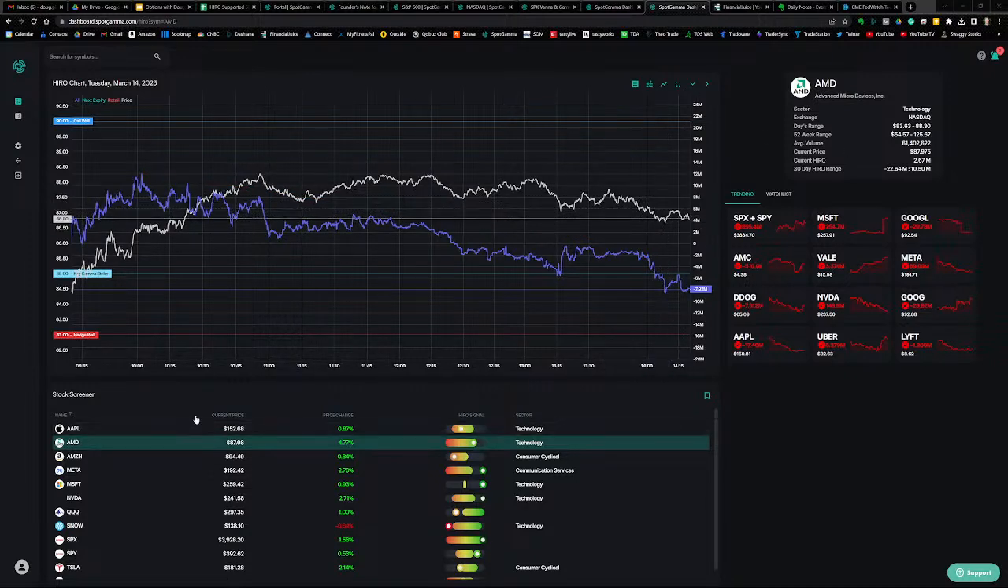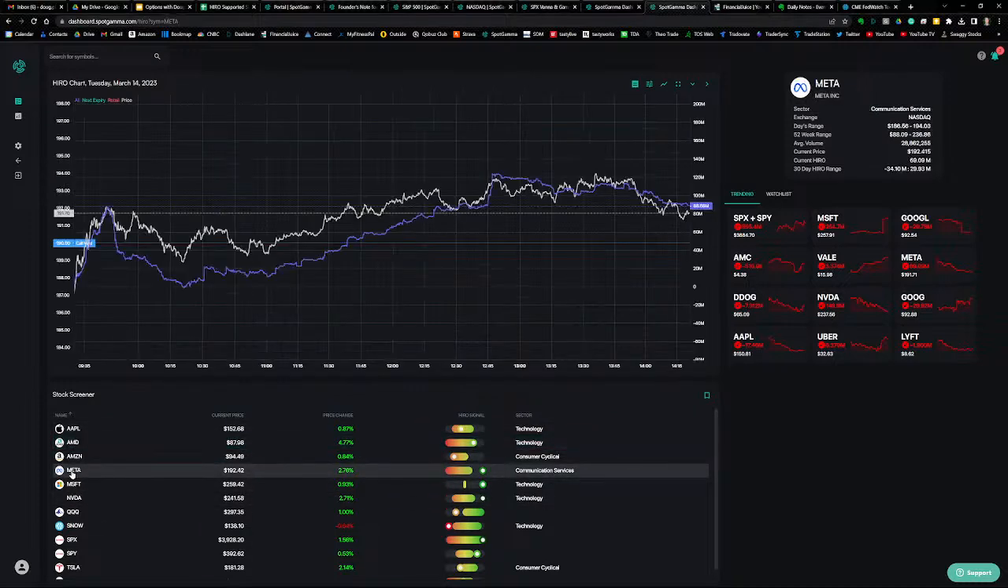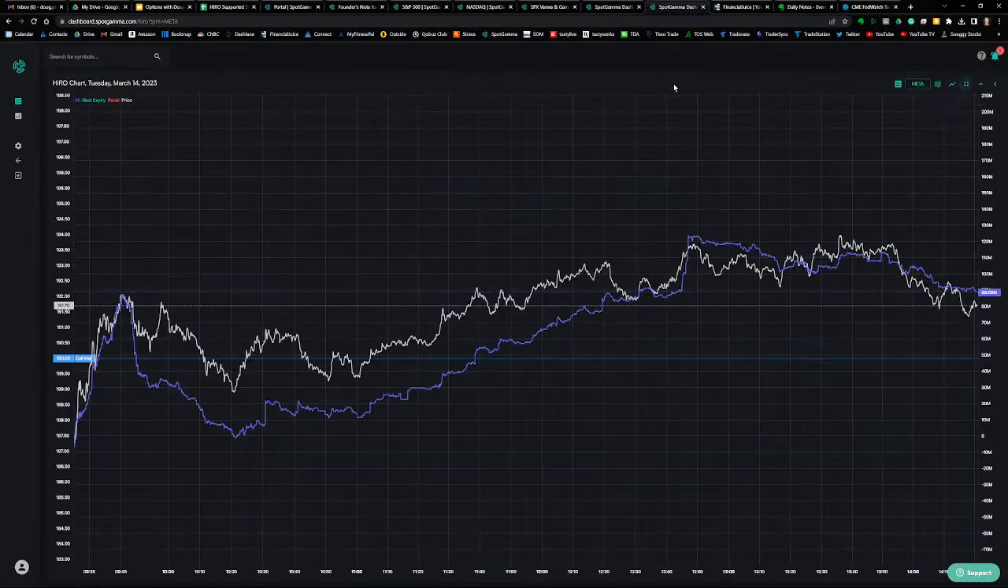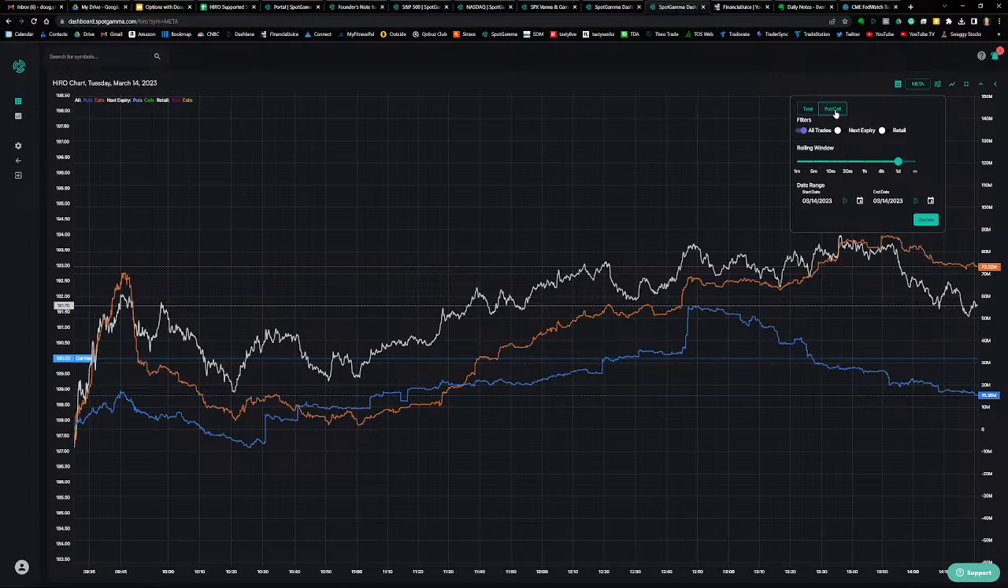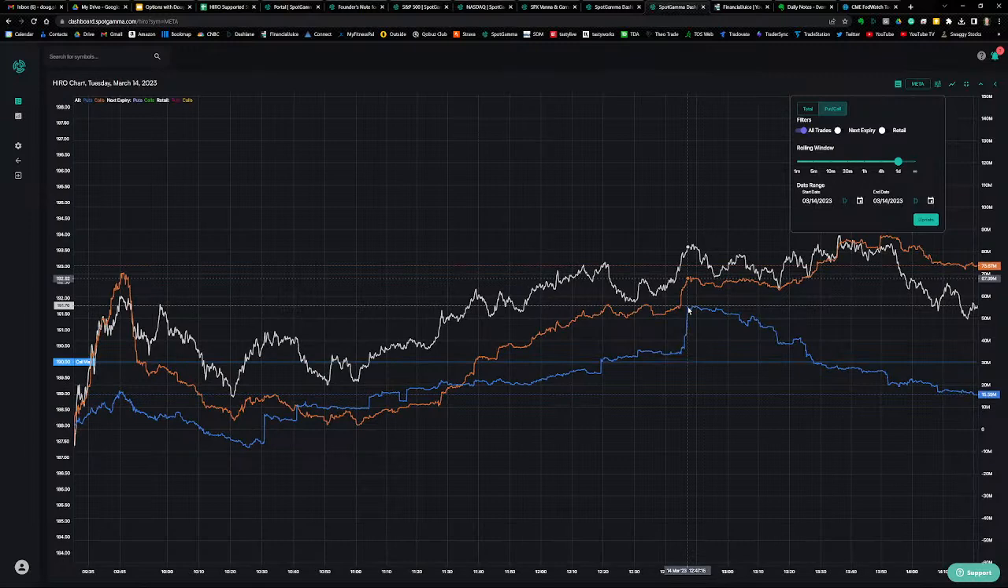All right, let's take a look at Meta now. And this was a much cleaner signal for a long. Let's see what traders are doing. So up until about 2 o'clock, they were buying calls, and they stopped selling puts a little bit before 1 o'clock, and then they started buying puts.